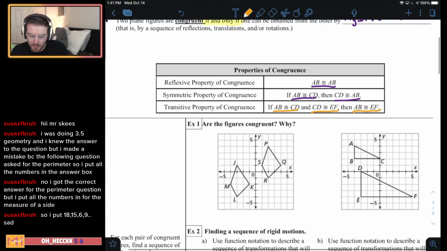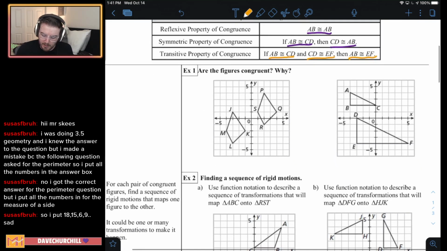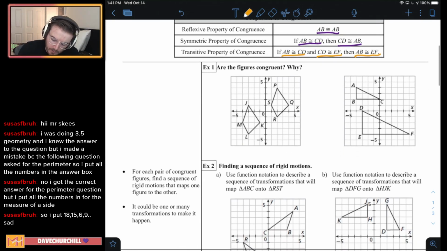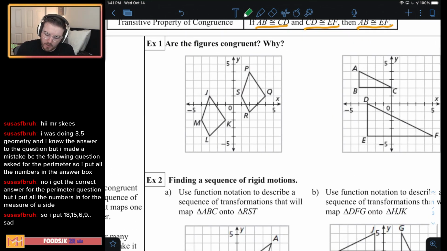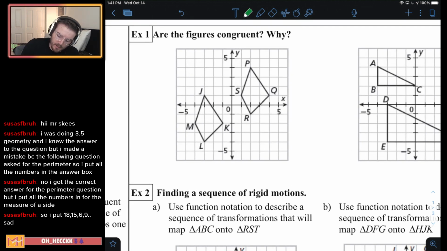You can read back through those if my short explanation didn't make sense, but I have a feeling that you'll probably be all right. So we're asking, are these figures congruent? You look at these two guys. Are they congruent? I hope you instinctively say yes, they're the same. They're the same size. They're the same shape.